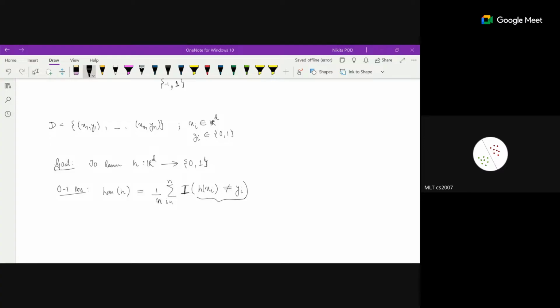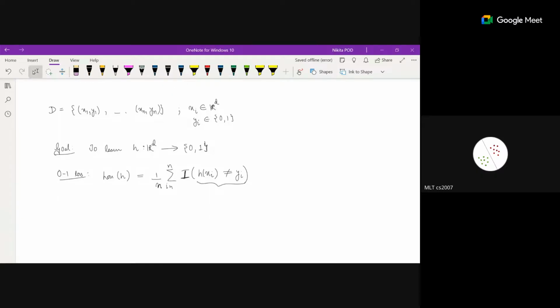And for the features for which my h of xi is equal to yi, I'm going to give that value as 0. So the loss of h is basically defined as the fraction of data points which are incorrectly classified, right? So this is how we define the loss in case of classification.